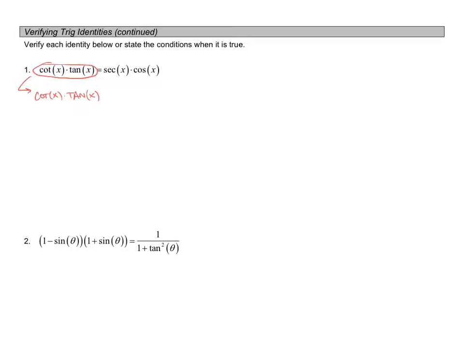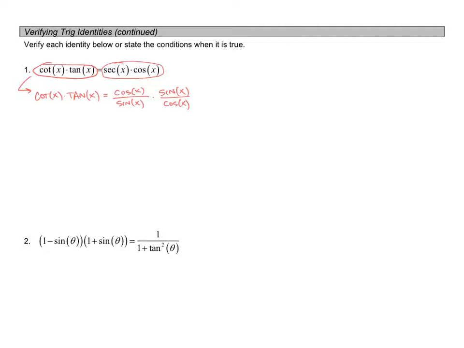Okay, so I have cotangent times tangent. And let's just write each of these as their quotient identities. Cotangent is the cosine over the sine, and the tangent is the sine over the cosine. So I'm gonna start rearranging things here. I know where I'm trying to get to. This is what I'm trying to get to.